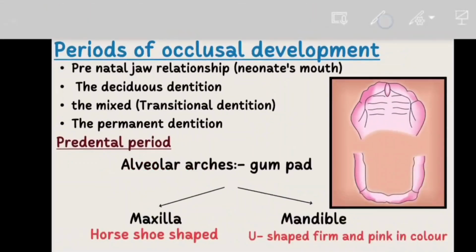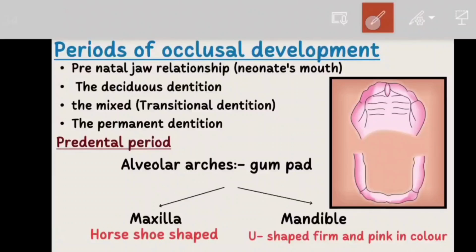So first understand one thing. Occlusion means the way the upper and the lower teeth contact each other, and development of occlusion means how teeth and jaws develop from birth till the permanent dentition. If this development becomes abnormal, it leads to malocclusion. So question for you: what do we call abnormal arrangement of the teeth? Yes, the correct answer is malocclusion.